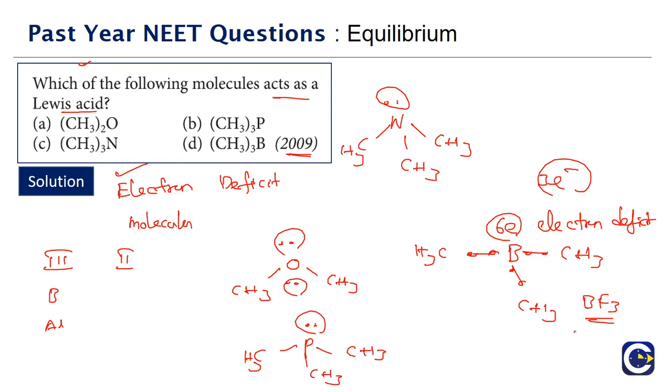The ability of an atom or a molecule to accept lone pairs of electrons is what we categorize as the Lewis acid nature. So what is the substance that can act as a Lewis acid here? It is option D.